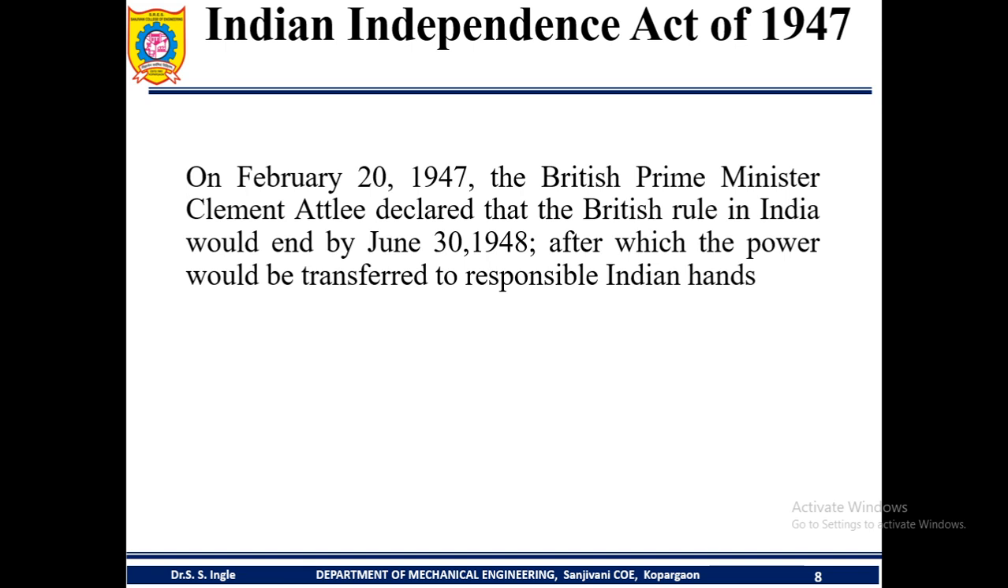On the same day, 3rd June 1947, Lord Mountbatten, the Viceroy of India, put forth the partition plan known as the Mountbatten Plan. This plan was accepted by the Congress Party and the Muslim League at that time. Immediate effect was given to the plan by enacting the Indian Independence Act 1947.